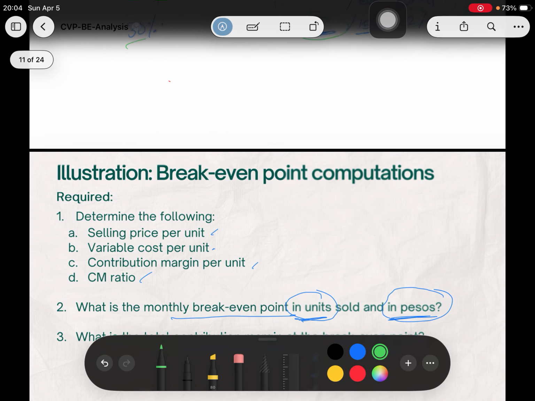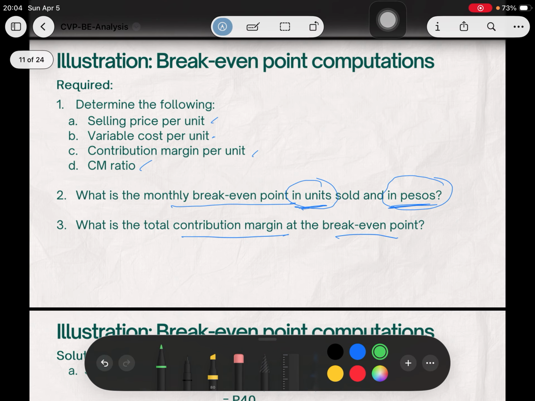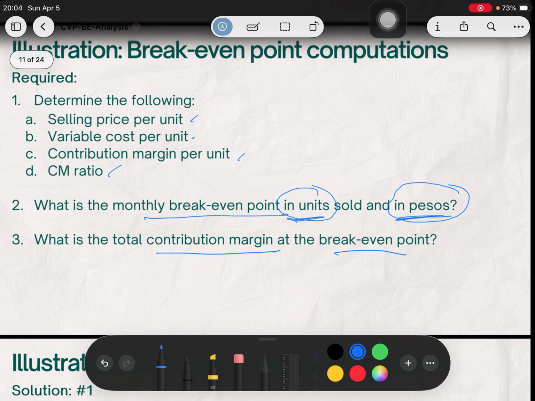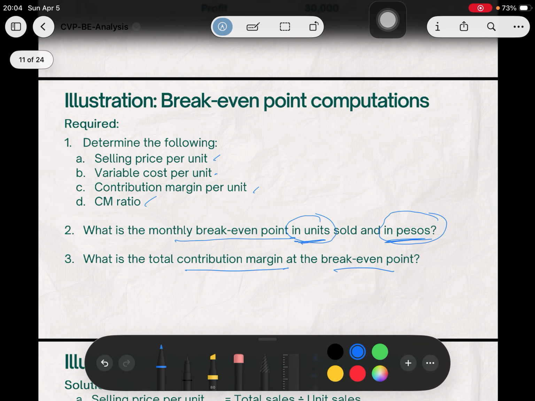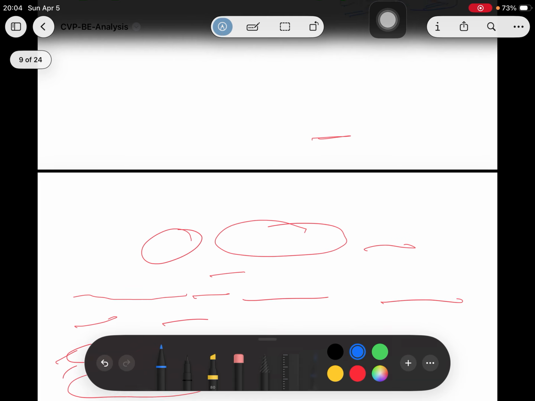Ano yung requirement number 2? What is the monthly break-even point? Okay, so again, pag sinabi natin break-even point, you have to ask muna, is it the break-even point in units or the break-even point in pesos? Kasi magkaiba yun ng formula. Okay? So, pag sinabi nating break-even point in units, ito yung formula natin.